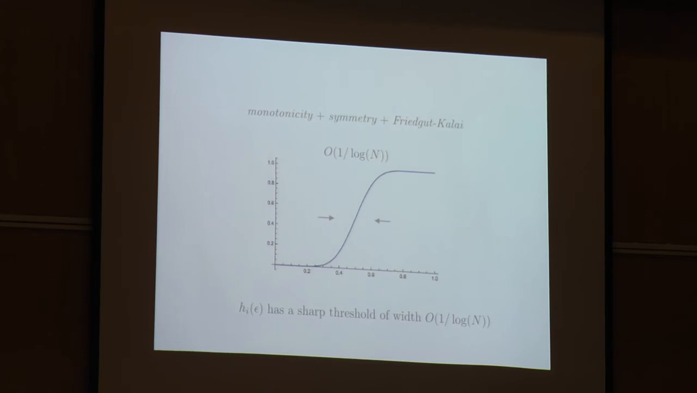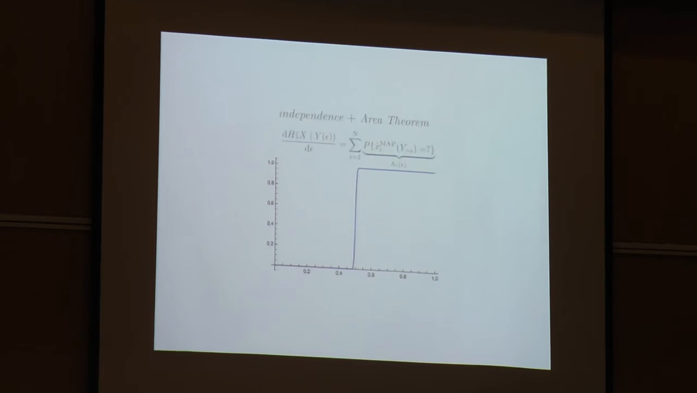Putting these things together, we know that one individual exit curve has a sharp transition, right? And the width of this transition will be 1 over log n. And so as n grows, this will give us a sharp threshold. But we don't know yet at that point where the transition is, so now we invoke the area theorem.